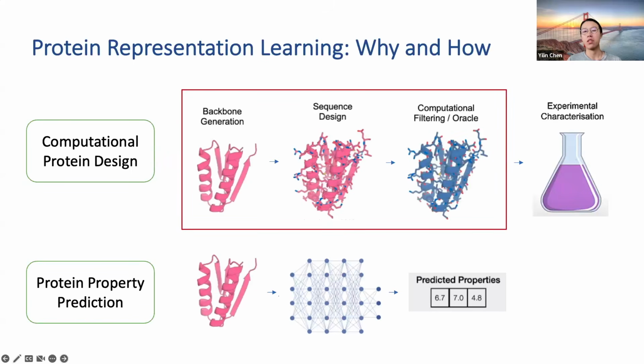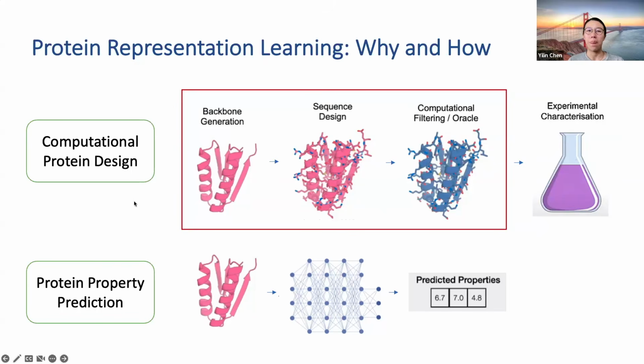So a quick introduction of protein representation learning. Why do we do it and how do we do it? Two pipelines that people who work with computational protein designs are interested in are protein design and also protein property predictions, and these are oftentimes related. In computational protein design, you will have some model that generates a backbone, designs some sequence, and most importantly, I think the step that's interesting is having a computational filtering or oracle step that allows you to filter out your designs and tell you before you go into the expensive experiments if your design is good.